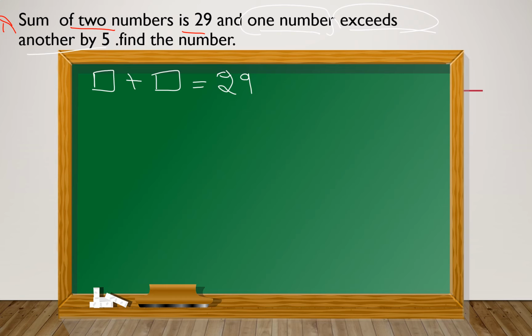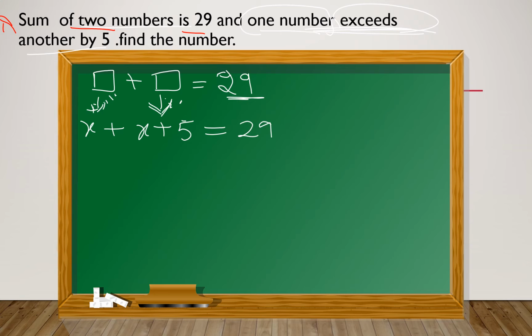So let's consider the first number as x. We don't know the numbers, so unknown numbers we consider as a variable, x. Let one number be x and the second number exceeds by 5, so x plus 5. The question is sum of two numbers is 29. So the first number is x and the second number is x plus 5.